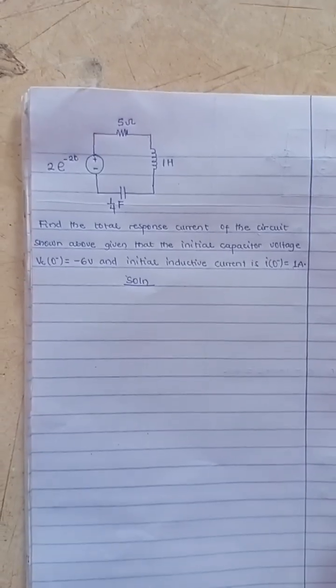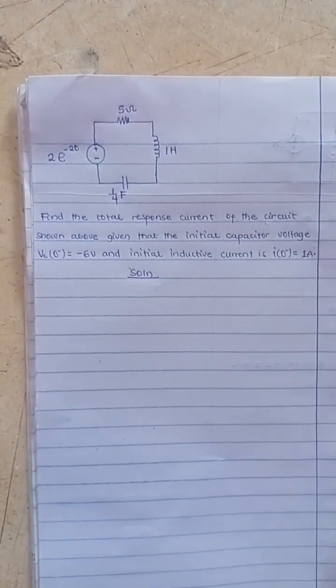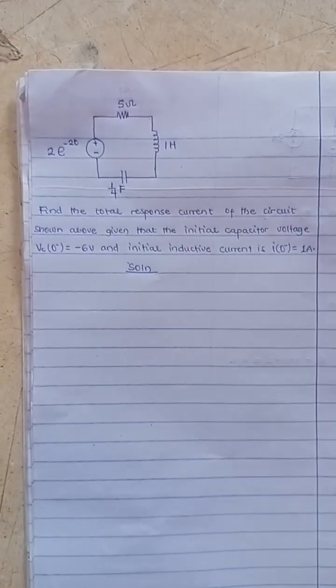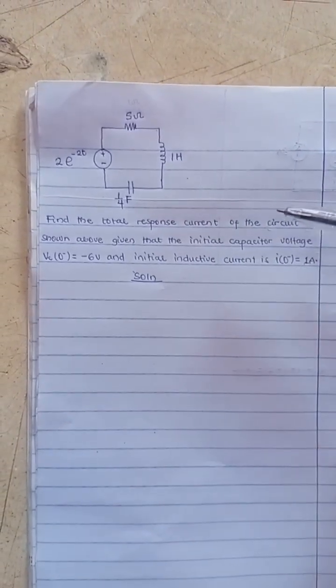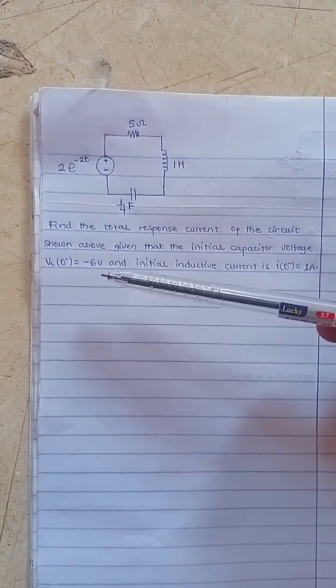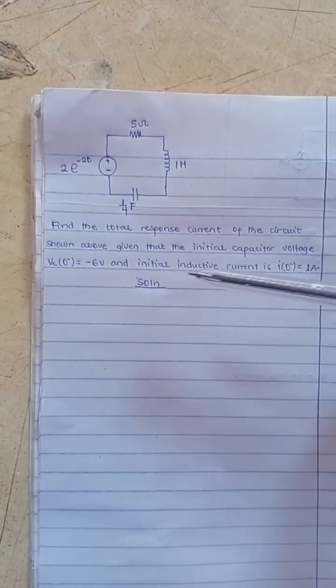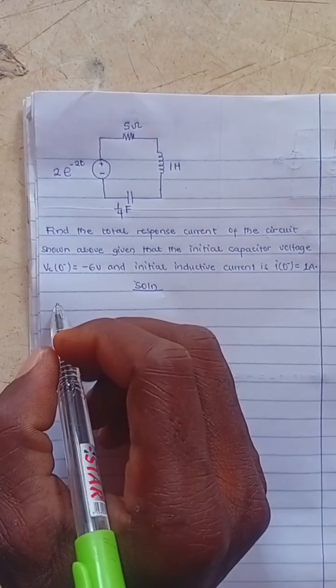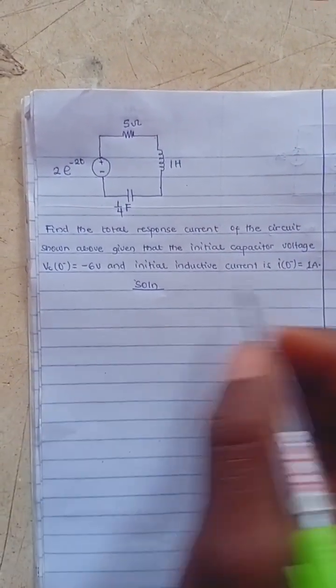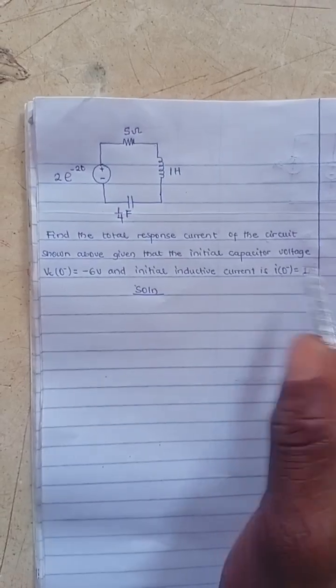All right. Lastly, for our last question, we have to find the total response current of the circuit shown above, given that the initial capacitor voltage VC is equal to minus 6 volts and the initial inductive current is this. So before we go on, I want us to get the initial derivative of the inductive current, because that's going to be our basis for this.